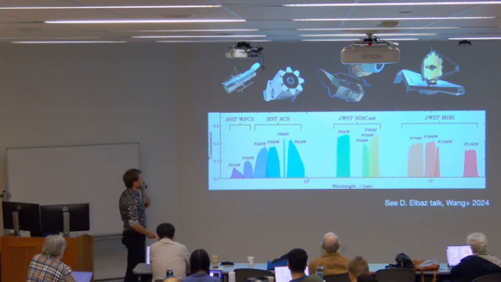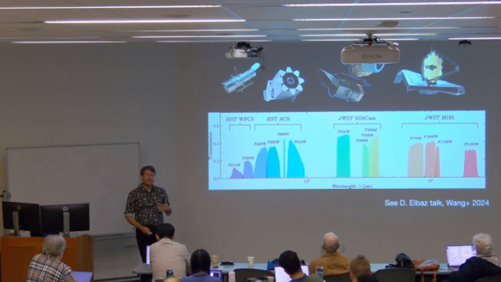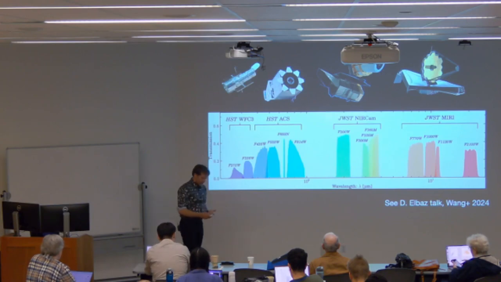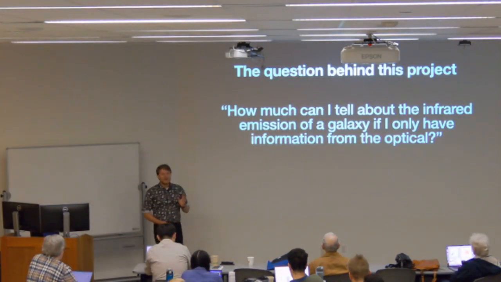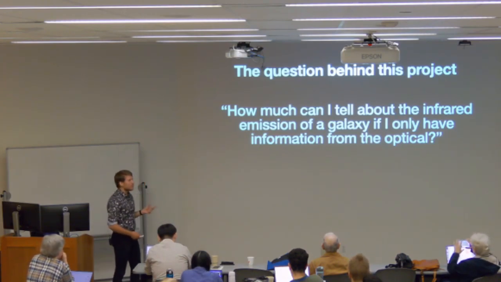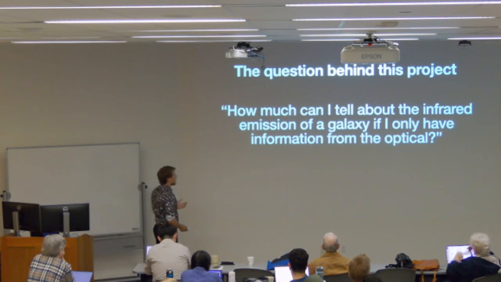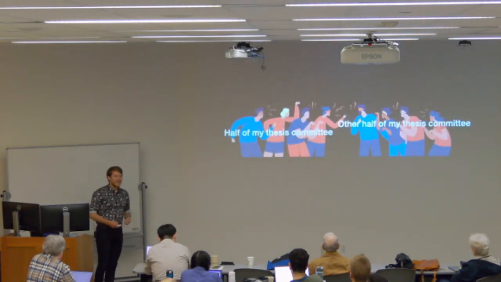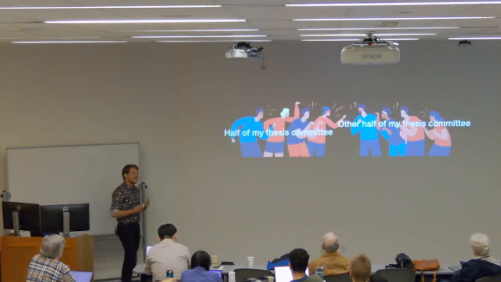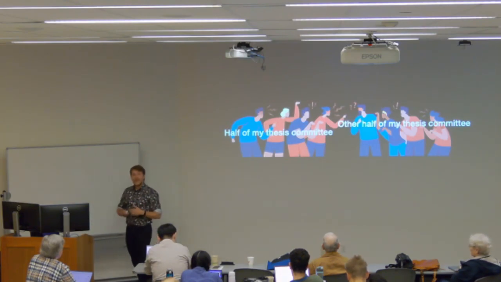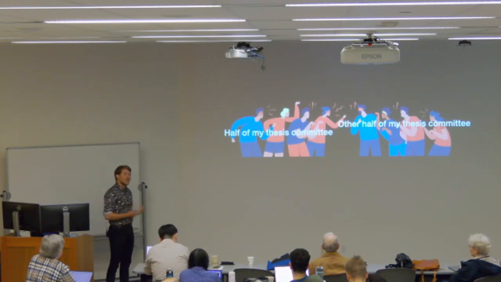These considerations, that we're going to have a lot of new infrared data coming up, spawned a question during one of my thesis committee meetings, which was, how much can I tell about the infrared emission of a galaxy if I only have information from the optical? This is a very good question, and it quickly divided my thesis committee into two groups. And since my thesis committee consists of very smart people who know much more about astrophysics than I ever will, and they couldn't agree on this, I figured that it would be a good idea to try to look at who was right.